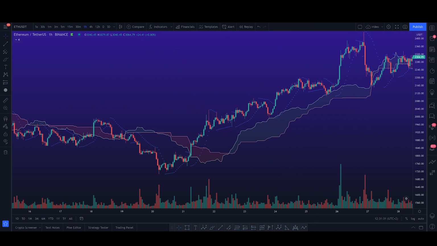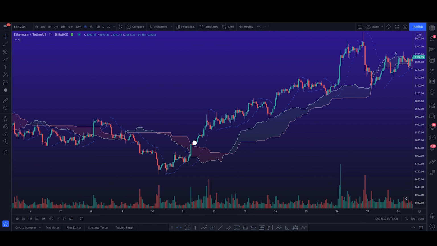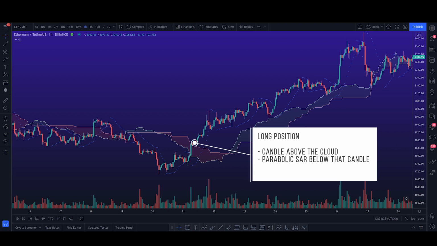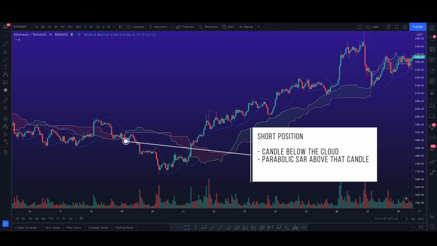So now that we know what both our indicators are doing, we are going to combine them in a single strategy. When a candle is above the cloud and the Parabolic SAR is below that candle, you will take a long position, and if a candle is below the cloud and the Parabolic SAR is above the candle, you will take a short position.